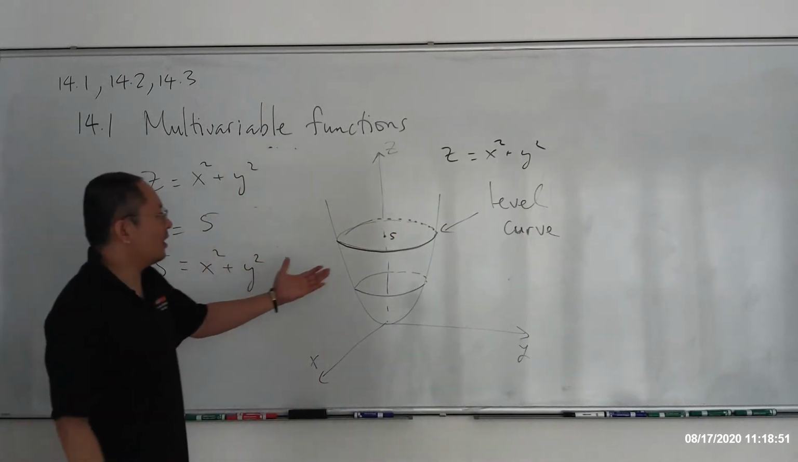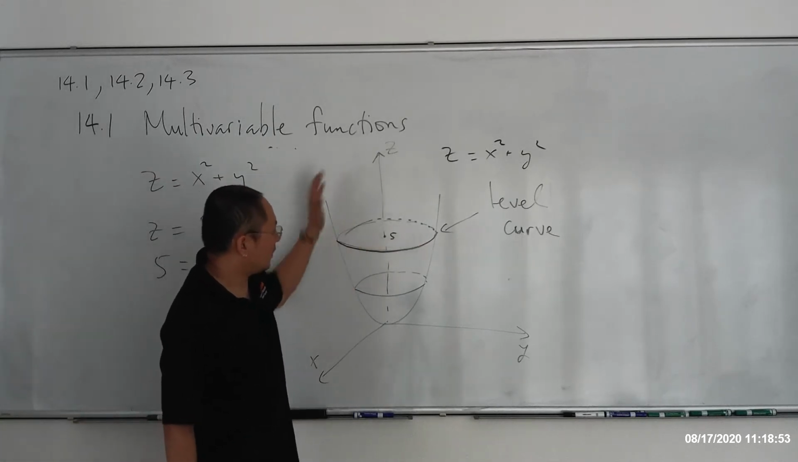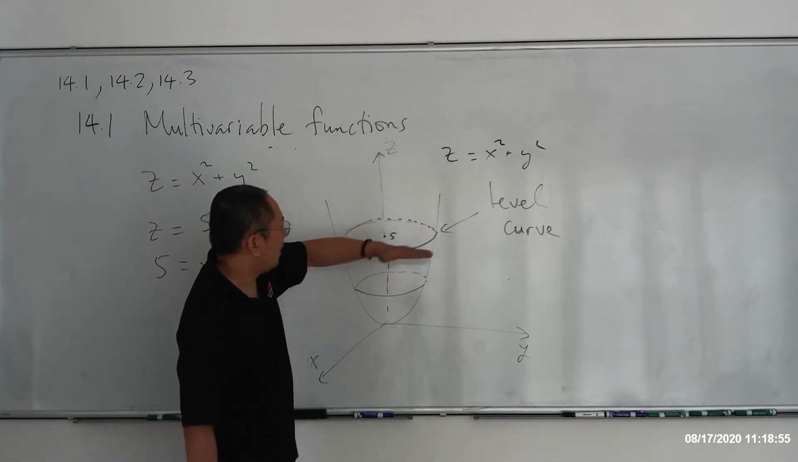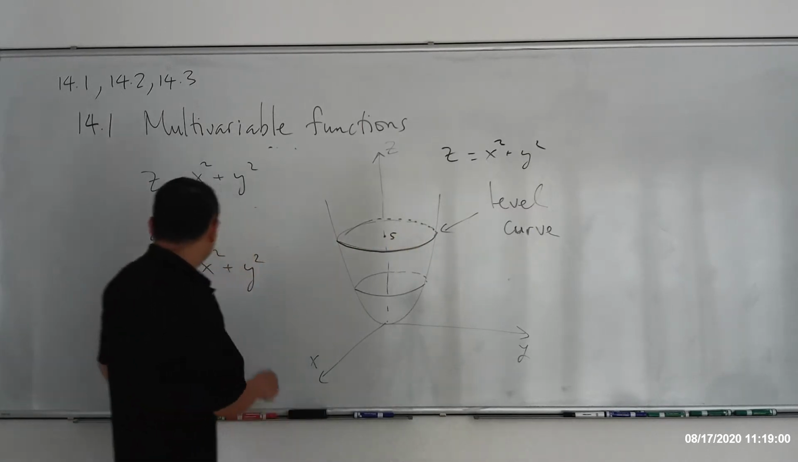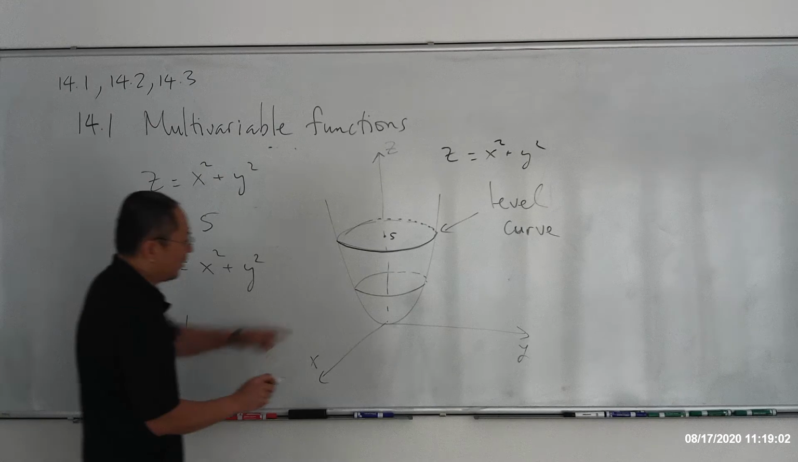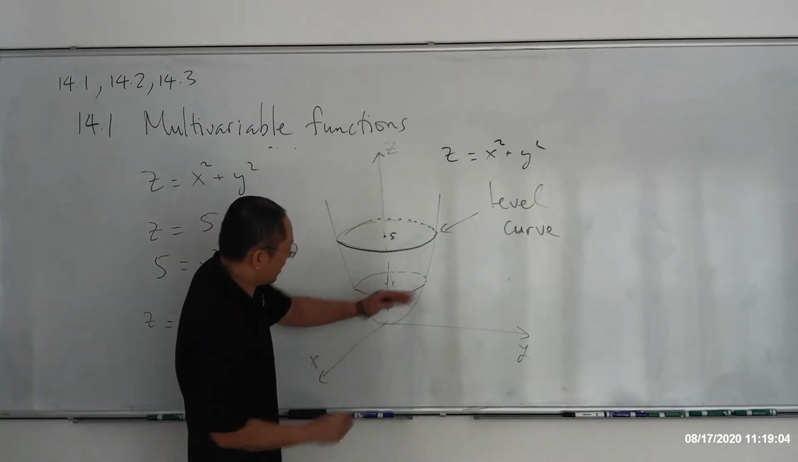So pretty much a level curve is the intersection of the graph with a horizontal plane of z equal to some constant. So if I cut at, say, z equal to 1, say 1 is right here, I got a circle right here.